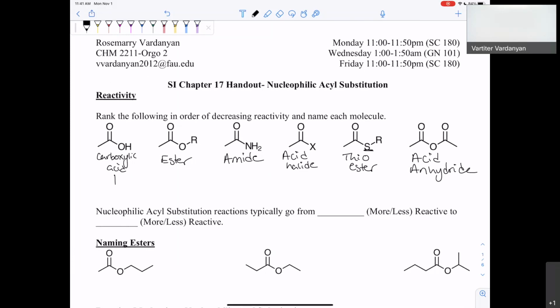Now we have A, B, C, D, E, F, and we're going to put them in order of most reactive to least reactive. I believe Dr. West went over this last time in lecture. So what do you guys think is the most reactive one? I think last class we started it, but he didn't get too deep.